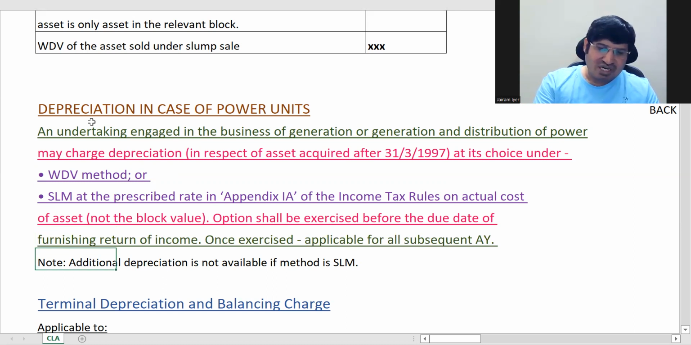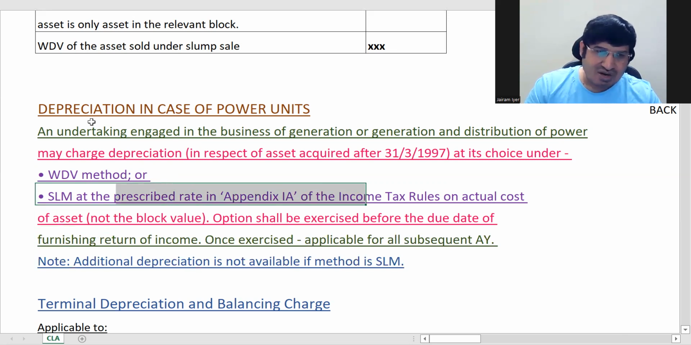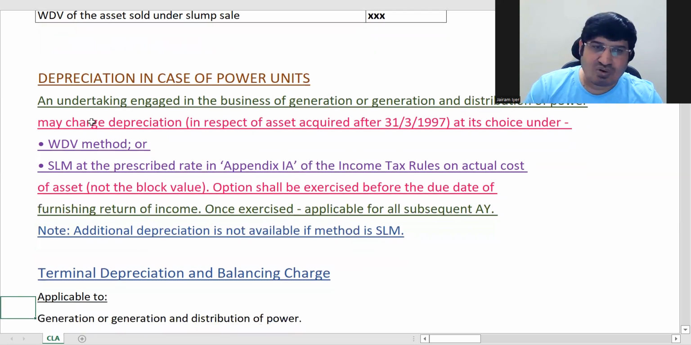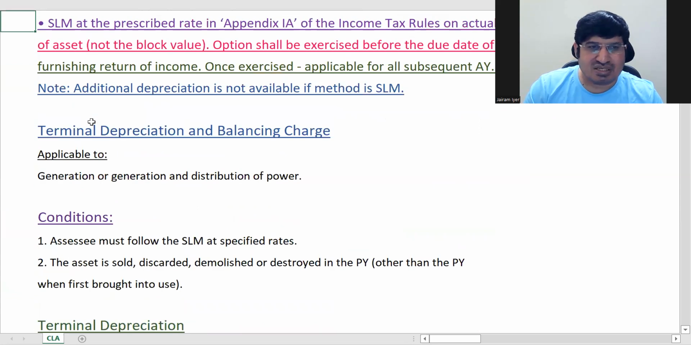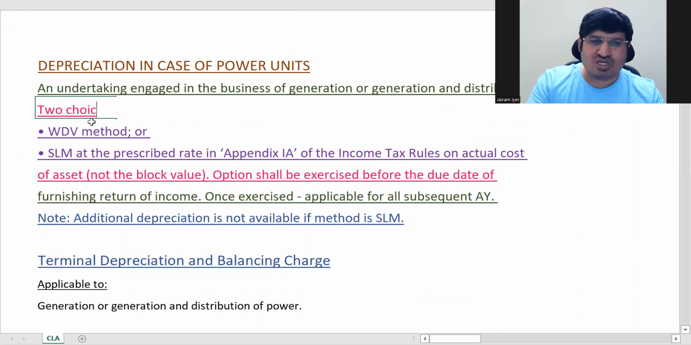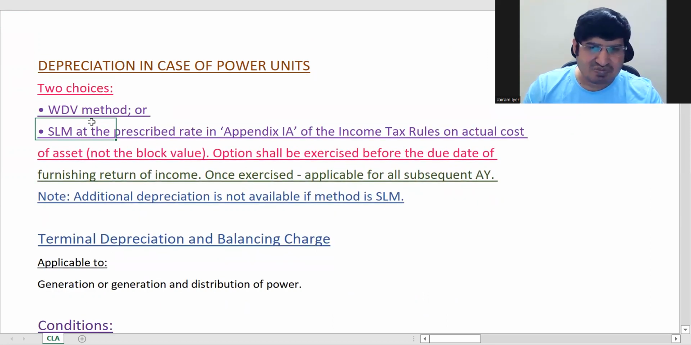And this part we already know. Additional depreciation is not available if the method is SLM. If you go for the SLM method, then your additional depreciation will not be available. Okay, fine. So that's the main point of this. So basically, depreciation: two choices for power generating units, WDV and SLM.